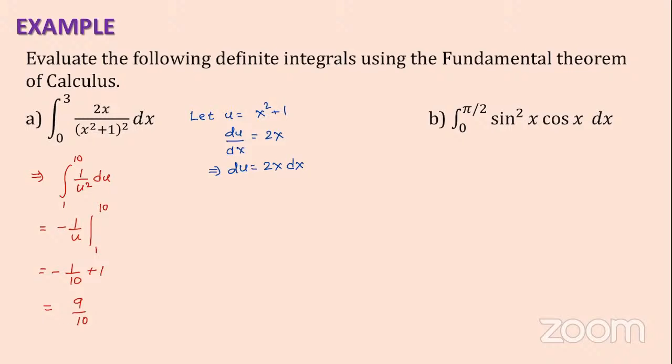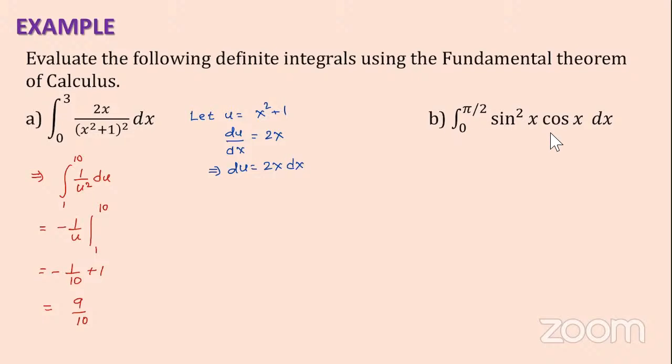Now let's look at the second part. In the second part, we have to integrate sine squared x, cosine x with respect to x, and the limit of integration is from 0 through pi over 2. Again, if we analyze this integral properly, we see that we have sine squared x. The derivative of sine x is cosine x, which is here within the integral. So we'll be using u substitution.